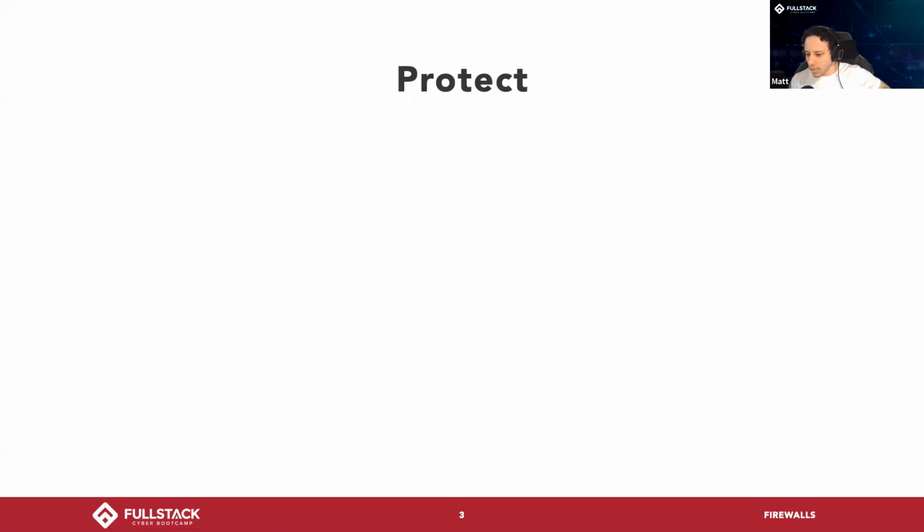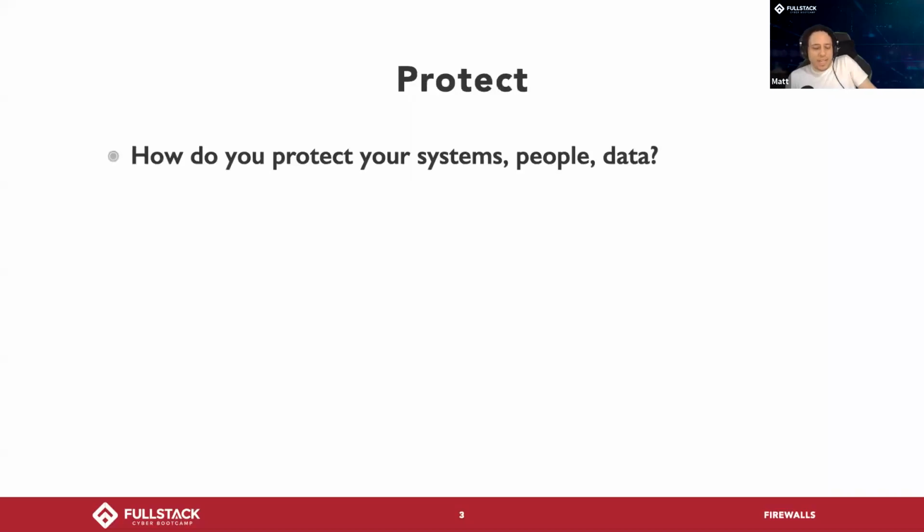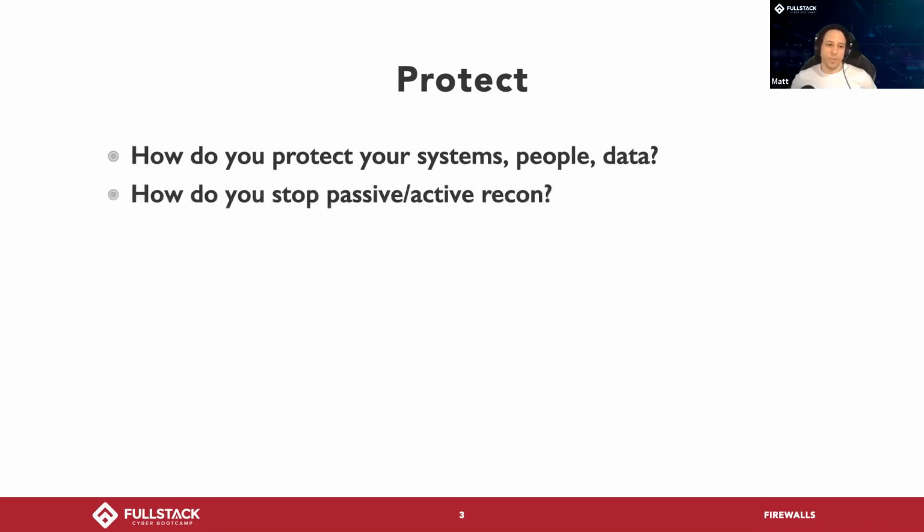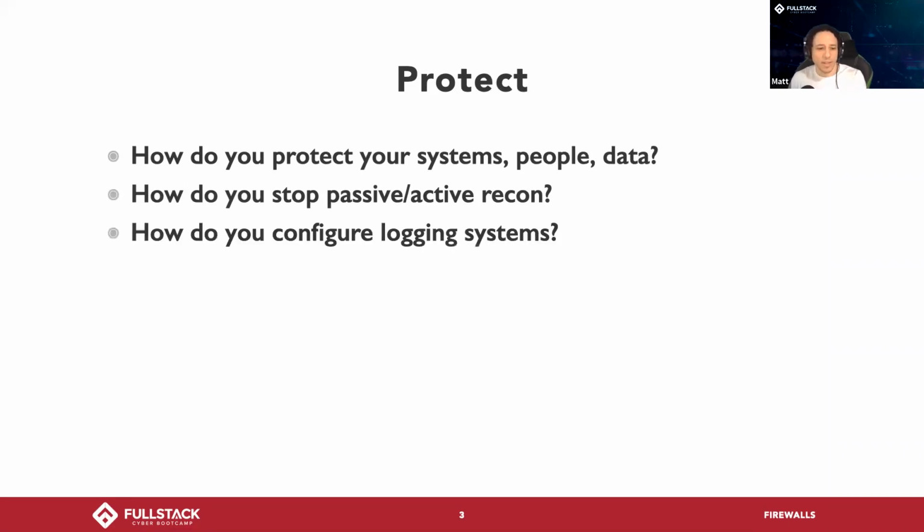First question is, how do we protect all of our systems, all of our people, and all of our data, right? We're going to ask ourselves how we stop passive and active reconnaissance. We're going to ask how we configure the logging systems so that if someone does engage in active reconnaissance against us, or some kind of attack against us, we're able to see it. Because if it's not in the logs, we do not see it.